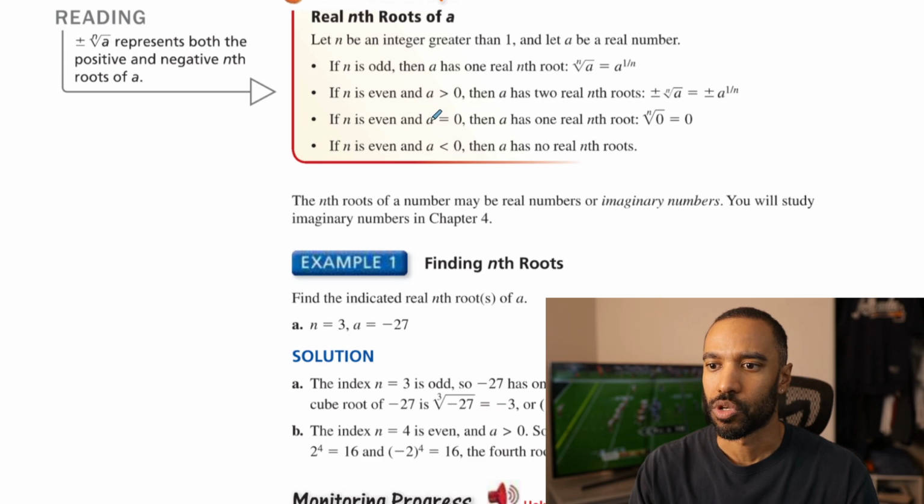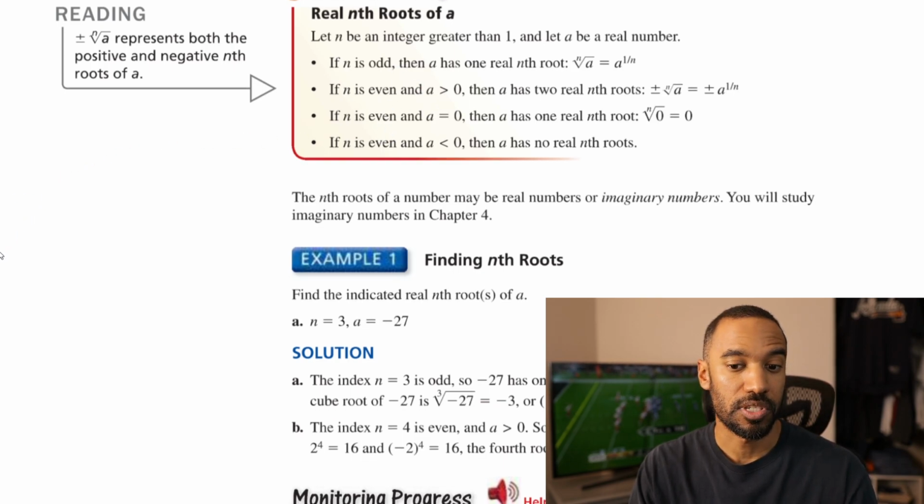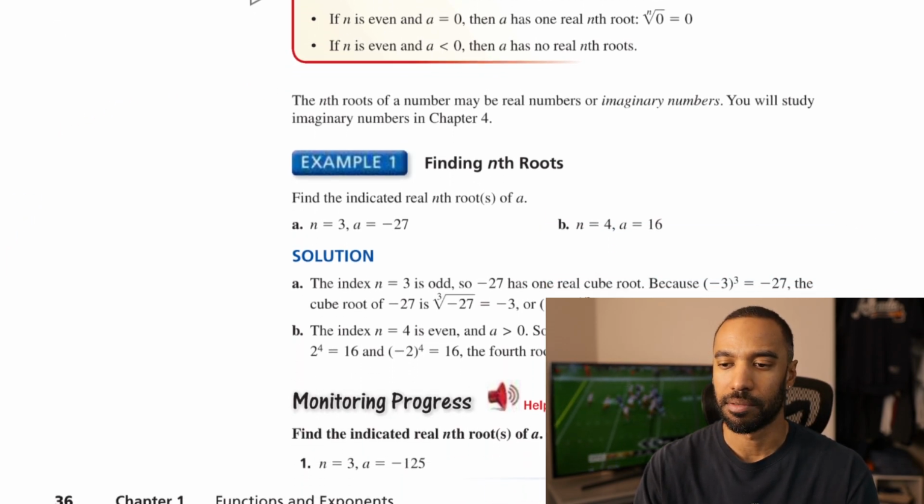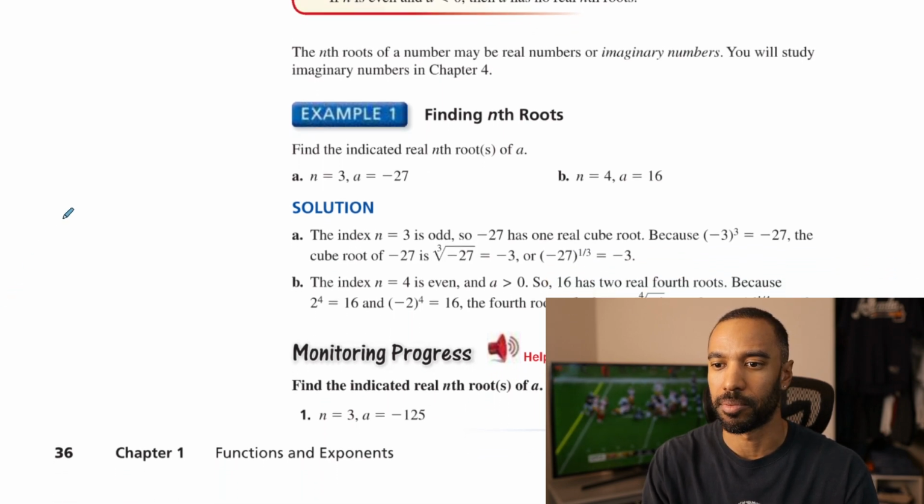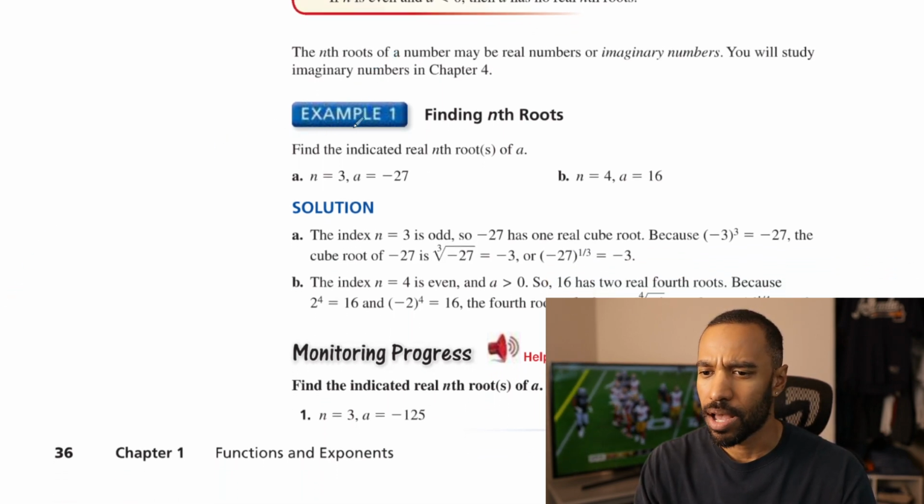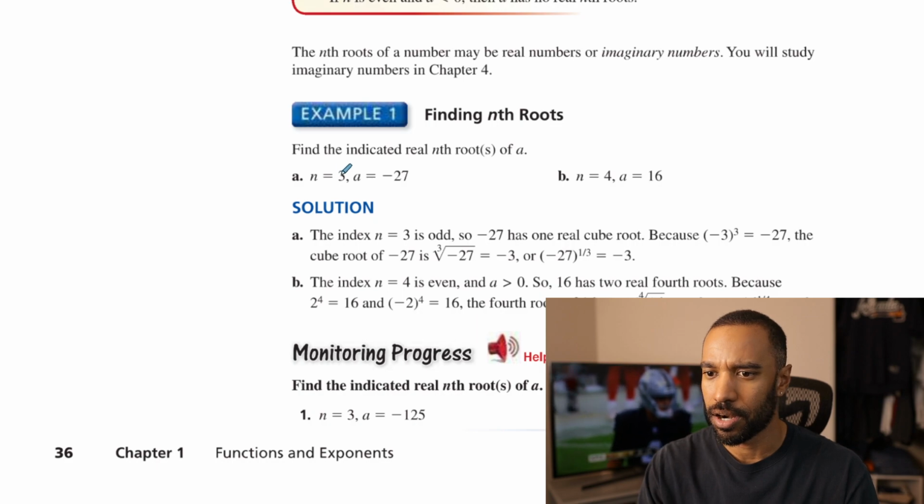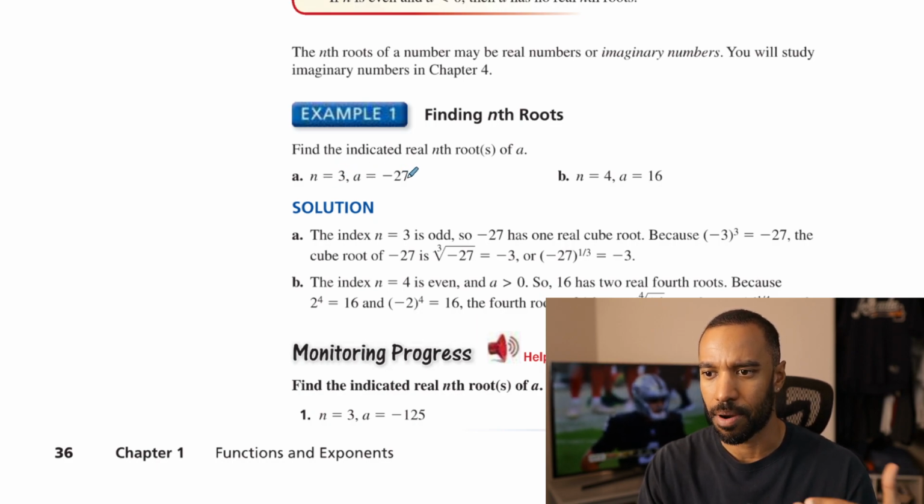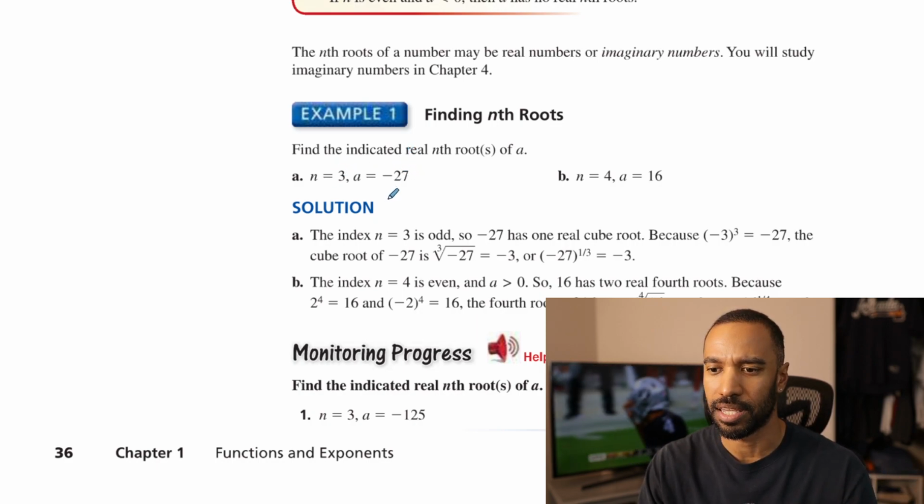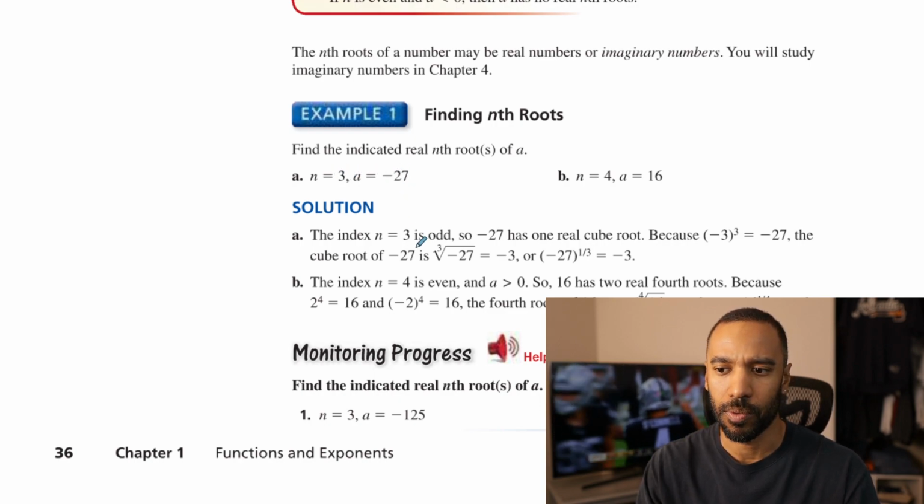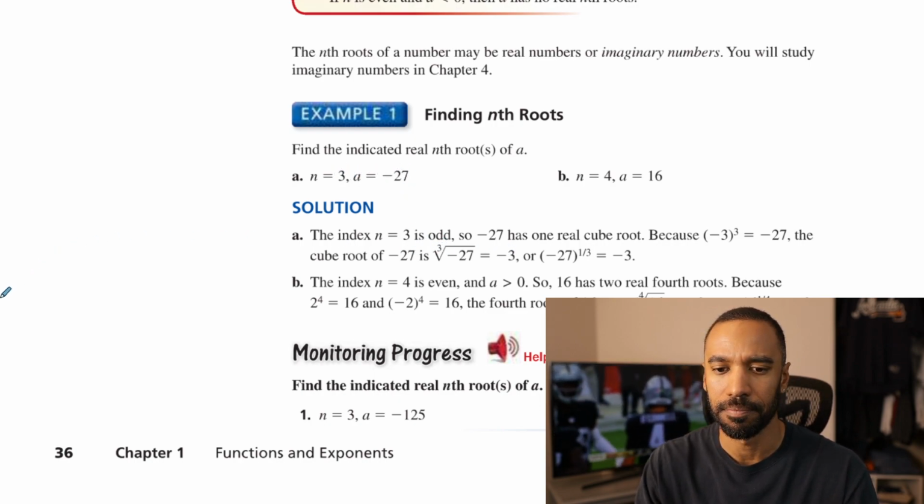Okay. So those are 3 cases for evens, specifically when we talk about square roots, but because this is a radical section, they'll probably talk about more. Okay, so some examples that they refer to here, n representing the root and a representing this guy here, find the real indicated roots. So the cube root of negative 27 in this case would be negative 3.